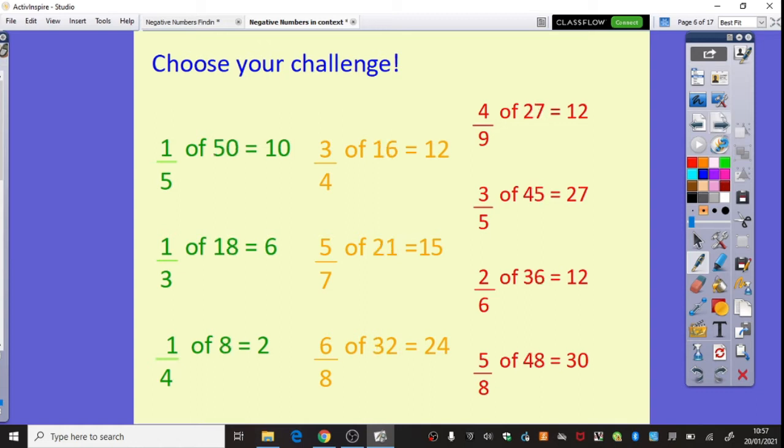And here are our answers for you. Don't worry if you found this quite tricky today. This is the harder kind of finding fractions of amounts, or finding the whole of a fraction given.